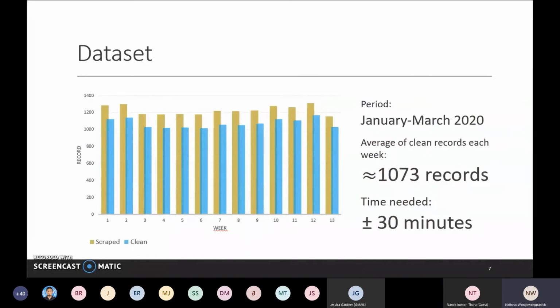The graph shows the amount of scraped data collected each week. Scraping was conducted weekly for 13 weeks from January to March 2020. The average number of clean records ready for analysis is slightly over 1,000. It means that the sample is often 1,000 non-unique mobile phones for each week. Each scraping process takes about 30 minutes.